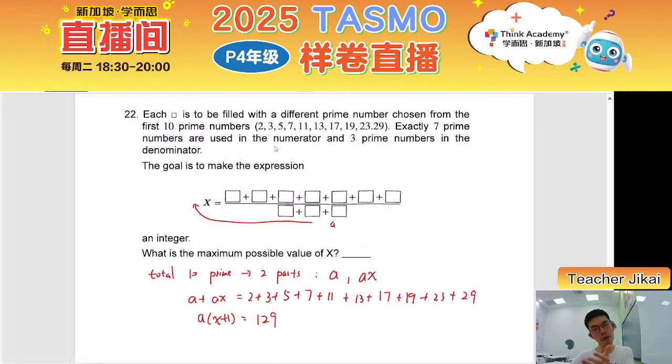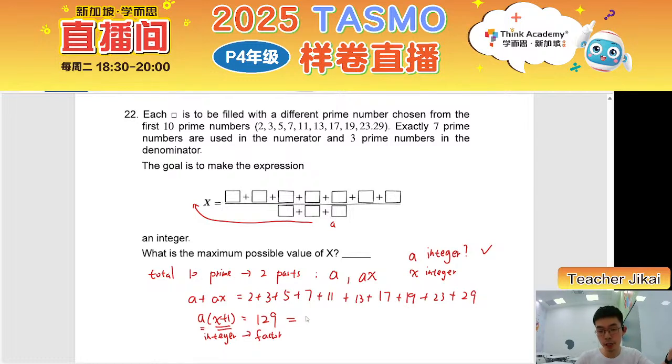So yeah, we have got this equation. But what is the next step? So here, right? For a, is a an integer? A is the sum of the prime numbers, right? The prime numbers, they are integers. So the sum of it, of course, is an integer. So x here, integer, right? So it means these two parts are integers. So it means they are also the factors of 129, right? So we can do the factorization for the 129.